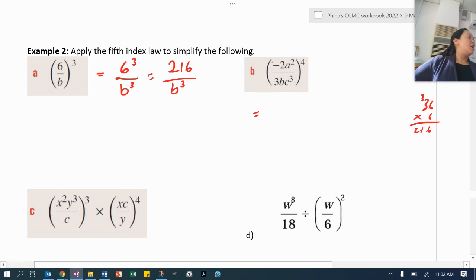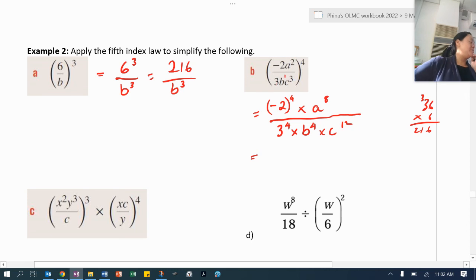All right, so just deal with the top line first, and then just be really systematic about it. Negative 2 to the power of 4. So I'll just start by writing that out. Times a to the power of 2 to the power of 4. I'll just work it out. So a to the power of 8 over 3 to the power of 4 times b to the power of 1, and then that's to the power of 4. So 1 times 4. So we've got b to the power of 4, and then times c to the power of 3. 3 times 4 is 12.